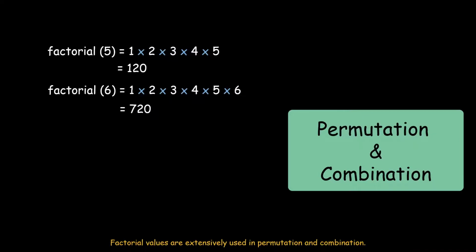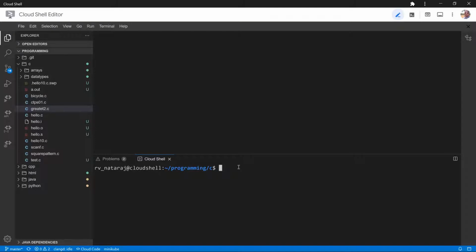Factorial values are extensively used in permutation and combination. Let us write a program in C language to compute the factorial using a user-defined function. Create a C file. touch factorial.c.